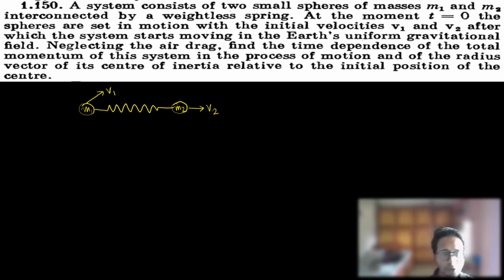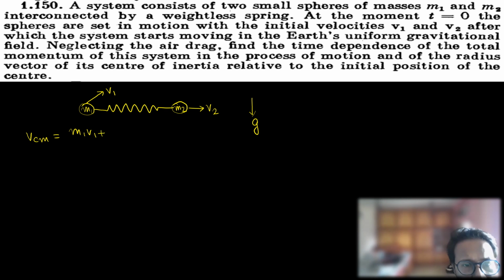The question says: neglecting air drag or air friction, find the time dependence of the total momentum of this system in the process of motion and the radius vector of its center of inertia relative to the initial position of the center. That means find the momentum as a function of time. In which direction is the acceleration due to gravity acting? Downward.